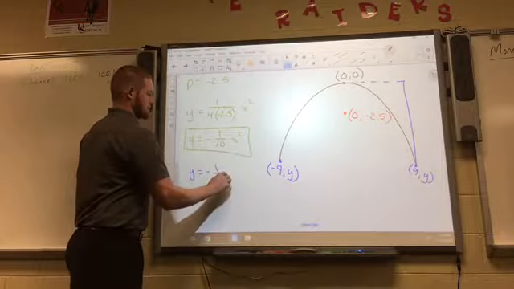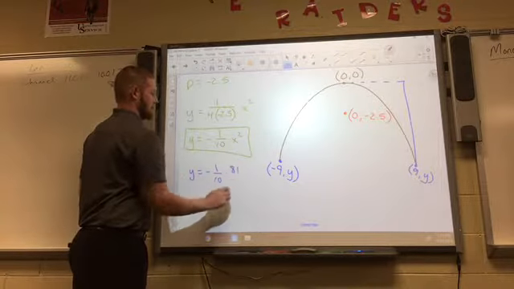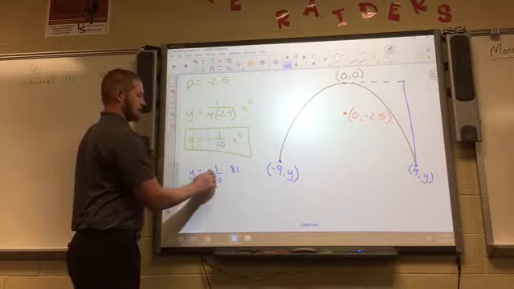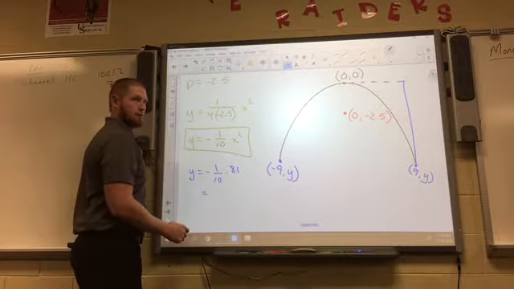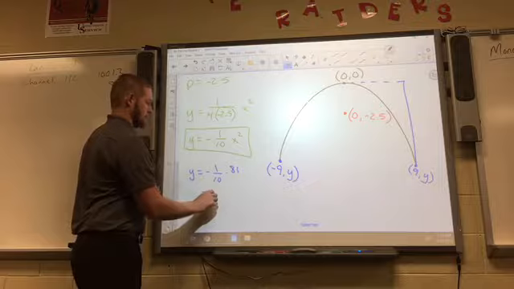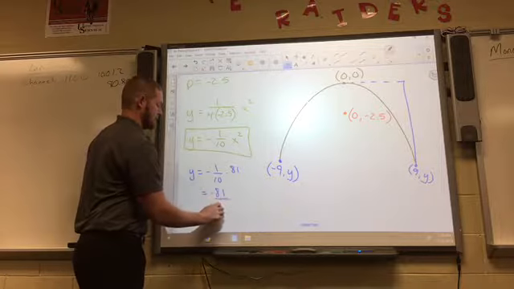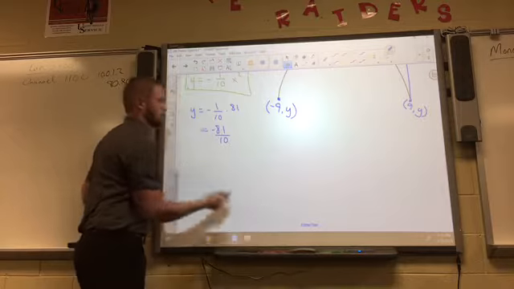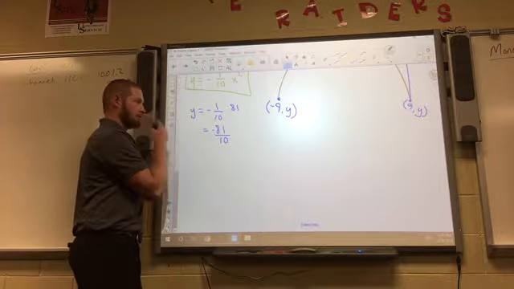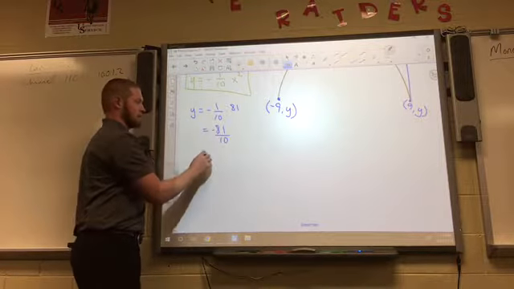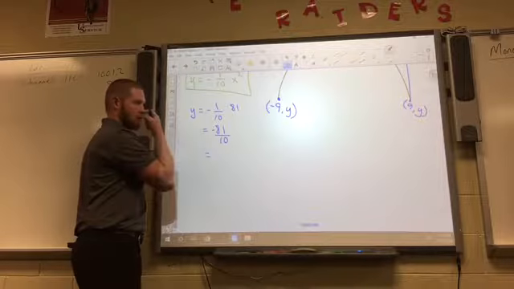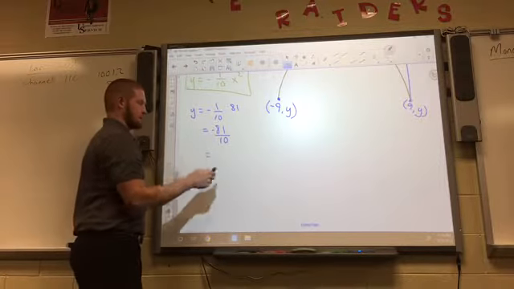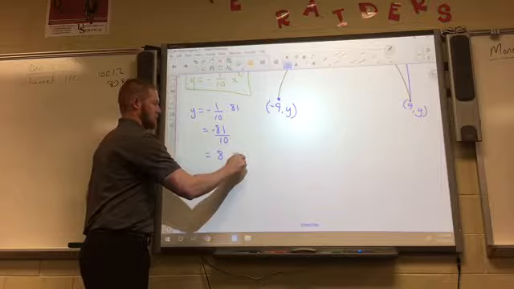9 squared is 81. Negative 1 times 81. Negative 81 over 10. Since this is a word problem, you're probably okay with a decimal value. So what would negative 81 divided by 10 be? Hey, why is it positive 8.1 feet?